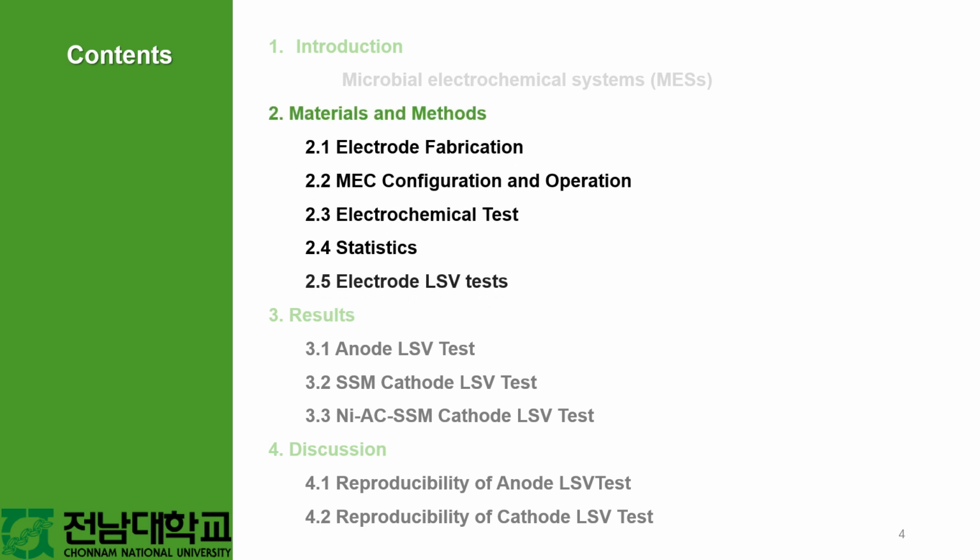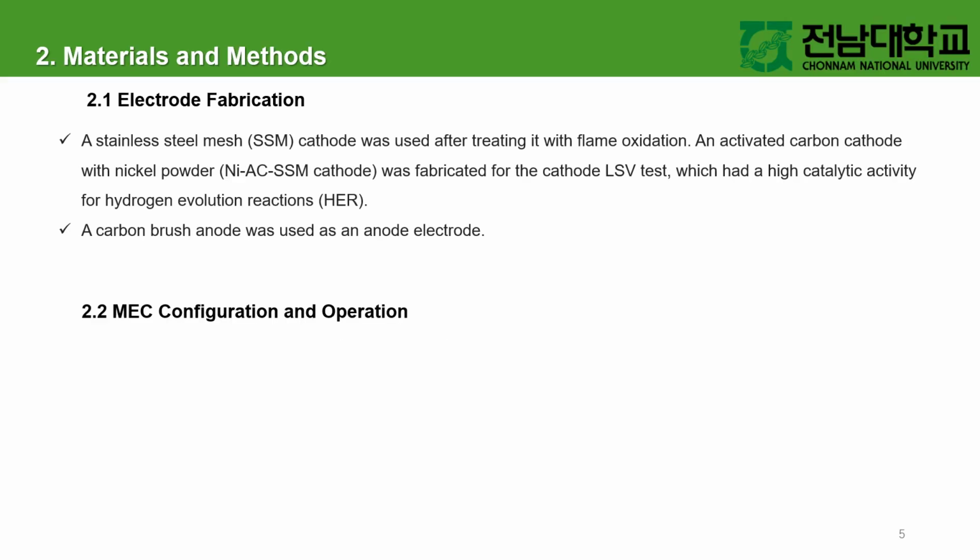Next is the second part, materials and methods. First is electrode fabrication. In this study, 2 kinds of cathodes were fabricated to compare cathodes with different performances. A stainless steel mesh cathode was used after treating it with flame oxidation. An activated carbon cathode with nickel powder was fabricated for the cathode LSV test, which had a high catalytic activity for hydrogen evolution reactions.